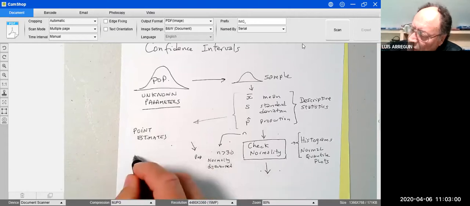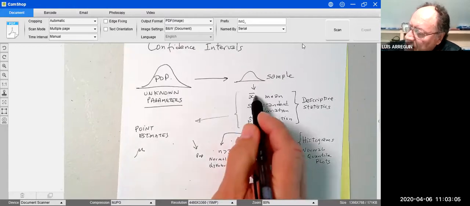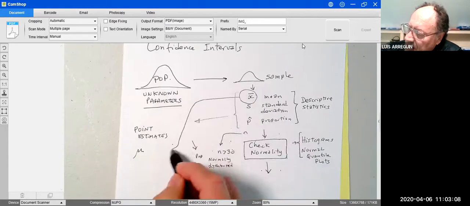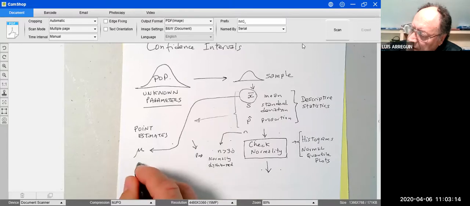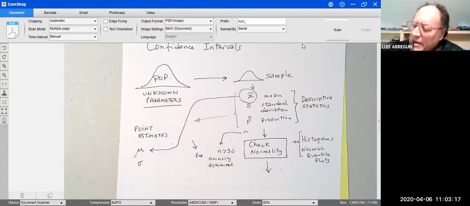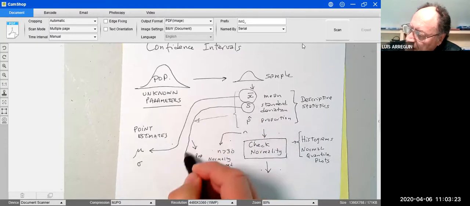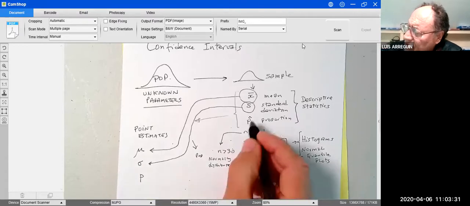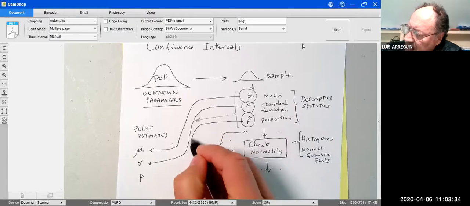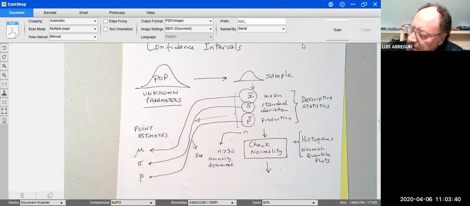For example, if you want to know about the mean of the population, we're going to use the mean of the sample. The mean of the sample is going to be my point estimate for the mean of the population. If I want to know about the standard deviation of the population, then I'm going to use the standard deviation of the sample as my point estimate. Also, if I want to know about the proportion of the population, I'm going to use the proportion of the sample. So my point estimates are just numbers, single values.